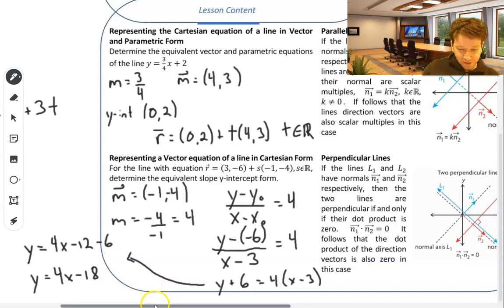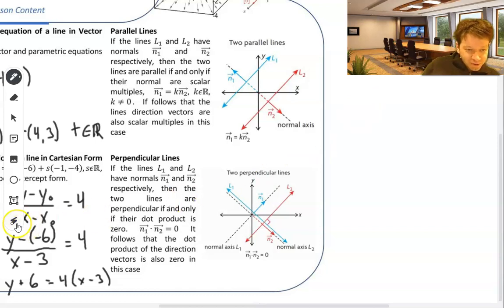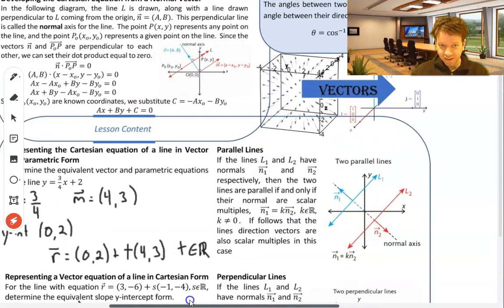Now a couple other points that I want to go over before we go on to our other example problems. If we have two lines, let's call this line 1 and this line 2, if their normal vectors are parallel, that means the lines are parallel. Why go through the trouble of finding normal vectors to determine the lines are parallel? Well, remember, it's really easy to find the normal vector. You can pull it right out of your equation from standard form.